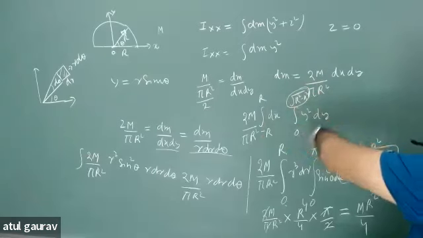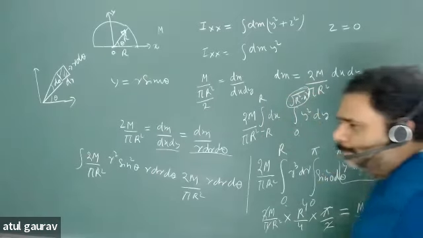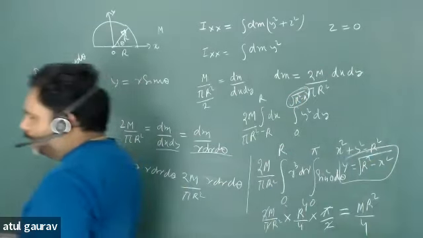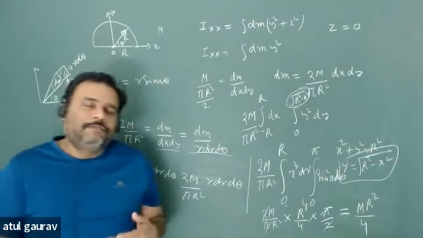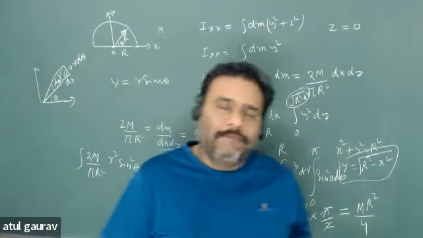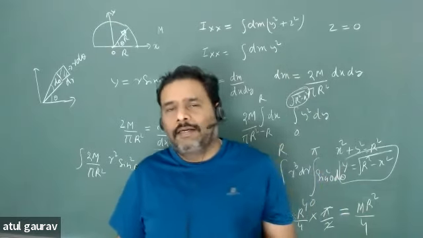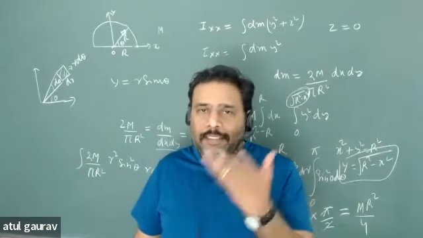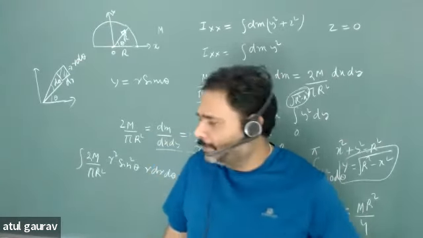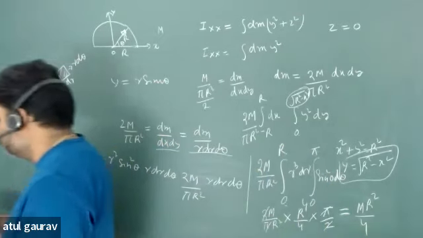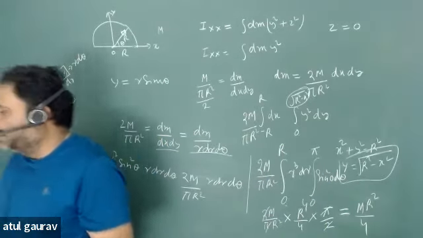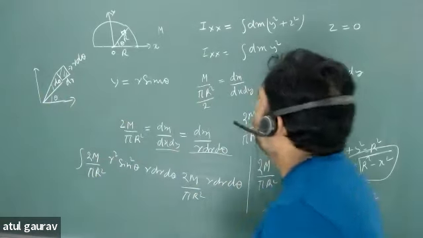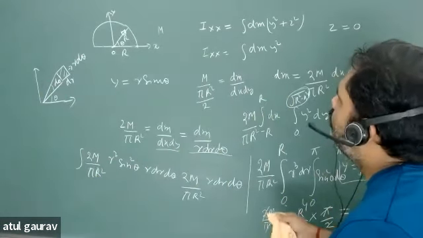And now you can try this question from this method also. Okay, it will obviously take a little bit more time, but in the examination you will save 1 minute or half a minute in each and every question, that will be very beneficial, isn't it? Yes, sir. Okay. So this is my IXX. Similarly, I can go for IYY.